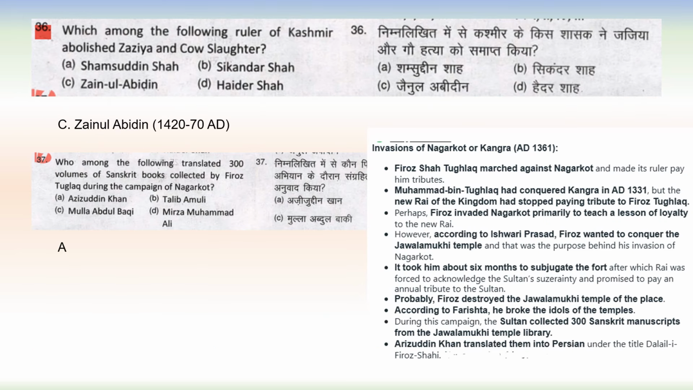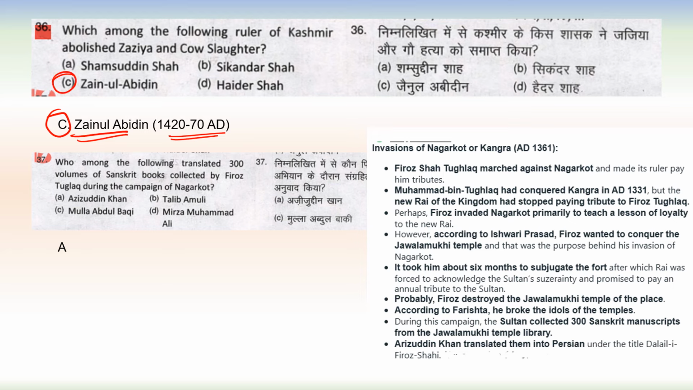Next one. Which among the following rulers of Kashmir abolished jizya and cow slaughter? So it was Zainul Abidin. During 1420 to 70 AD, he ruled Kashmir, and he abolished the jizya and cow slaughter.